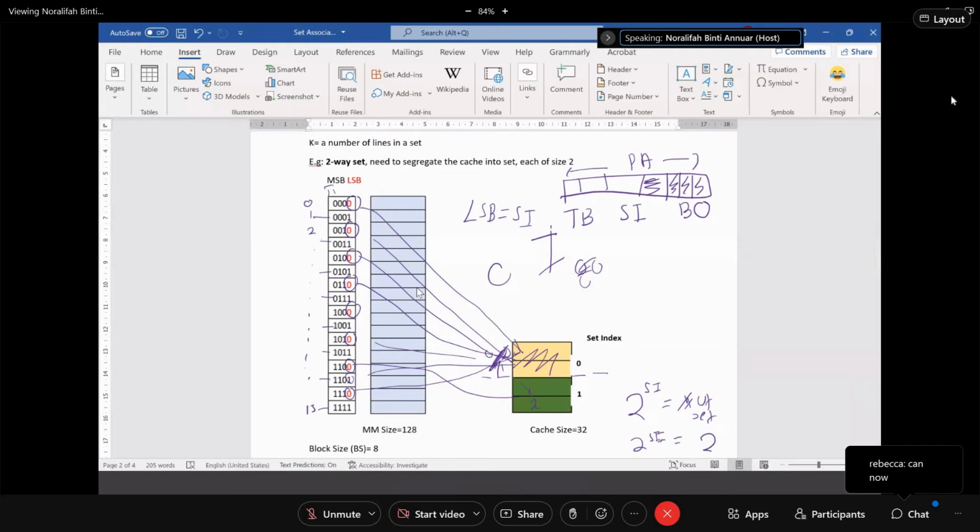So you have to differentiate between these 3 mapping functions. Kalau direct mapping tadi dia ada cache index. Kalau set associative dia ada set index. Okay? And the whole thing is blocks index, sebab dia dekat memory kan. So a part of the blocks index ada tag bit dan ada set index or cache index depending on the function. Tapi senang je.